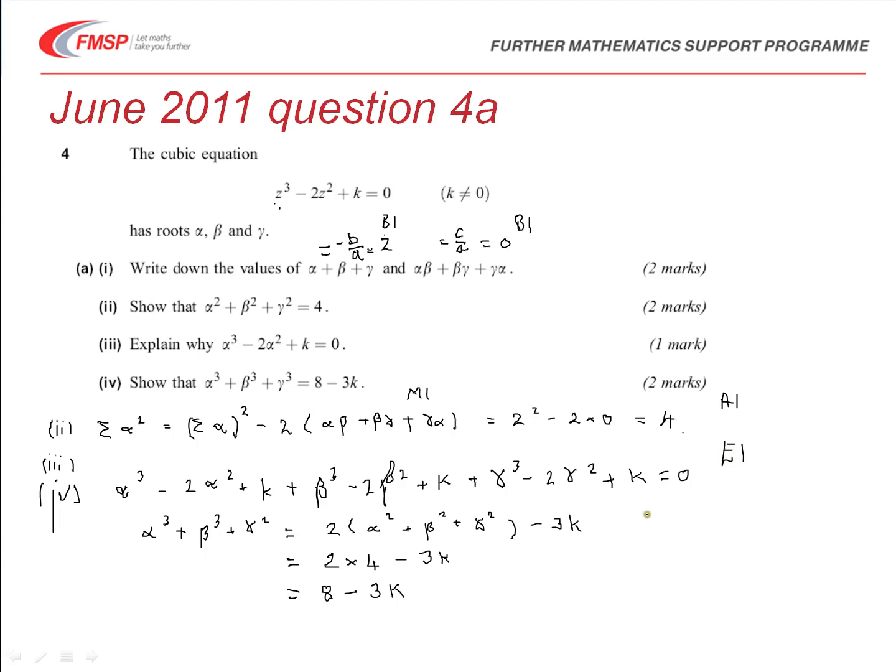And then part 3, that was an explanation mark, so it's just 1 mark for understanding why alpha fits that particular expression. And then in this part again, it's going to be a case of recognising a method mark for coming up with the sum of the alphas cubed, and then an accuracy mark again, getting the correct statement at the end.